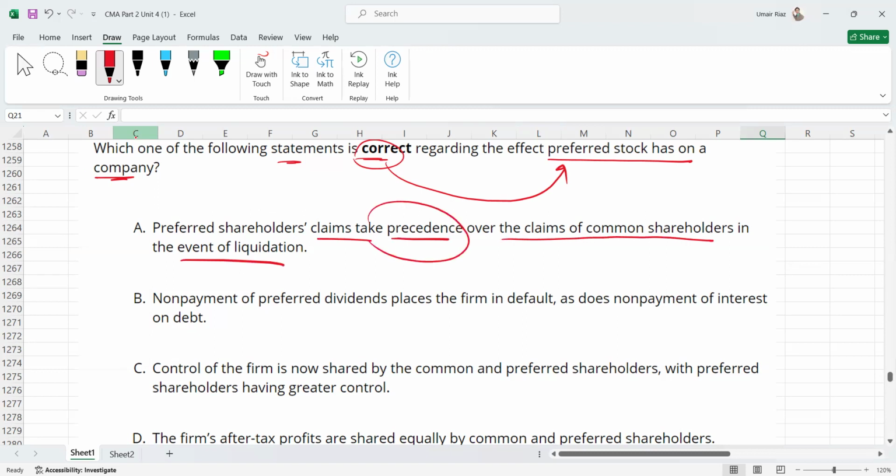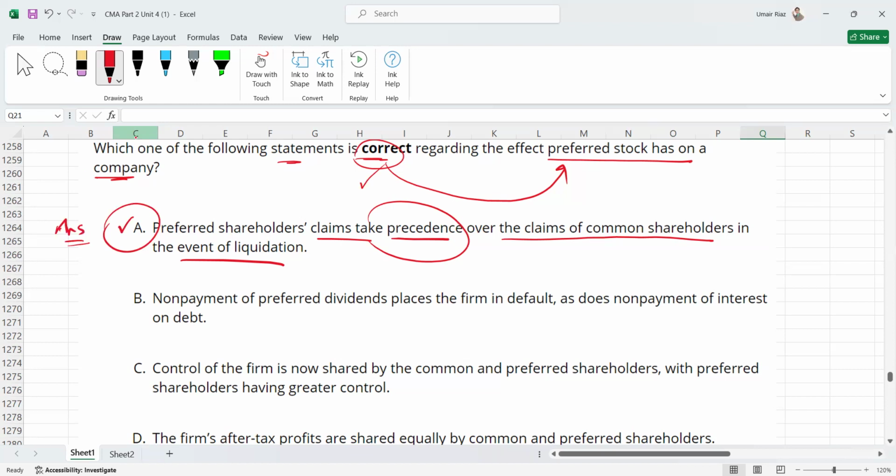Yes, it's correct, because they are preferred shareholders. They have priority in case of liquidation. The first payment will be made to the preferred shareholder. So this statement is correct 100%, and this is the answer to the question. Now look at the other options.